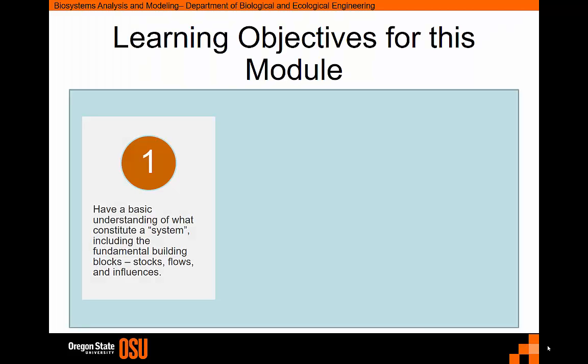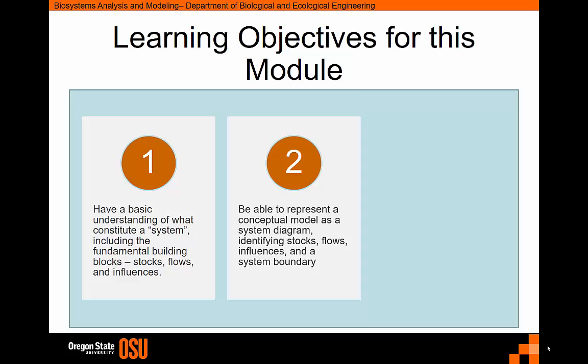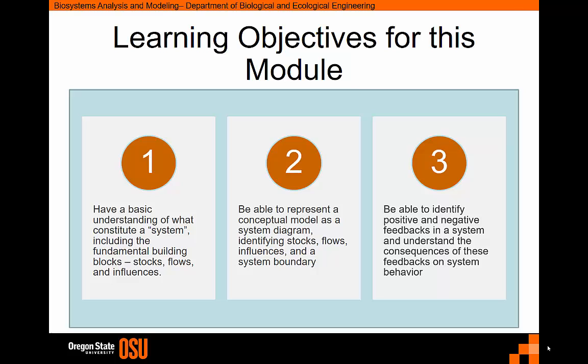Upon completing this module, you should: 1. Have a basic understanding of what constitutes a system, including the fundamental building blocks of stocks, flows, and influences. 2. You should be able to represent a conceptual model as a systems diagram, identifying these stocks, flows, influences, and a system boundary. And finally, you should be able to identify positive and negative feedbacks in a system and understand the consequences of these feedbacks on system behavior.